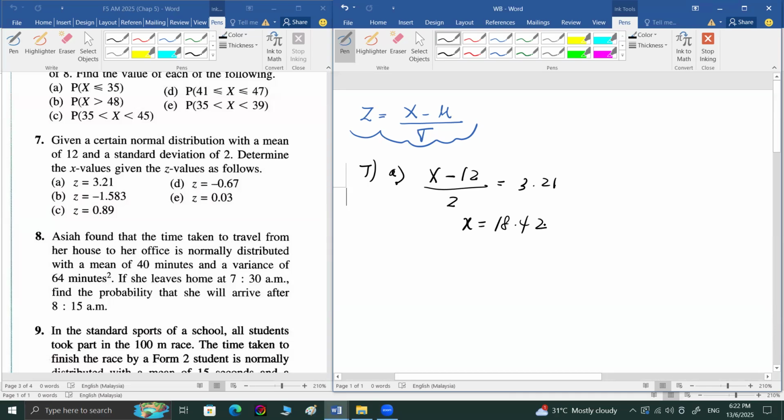Yeah, so say for question 7A, you copy, then the rest also I'm not going to wait for you to do here because it's not that hard. B until E, I leave as homework for you, yeah? Okay, we go number 8 now.